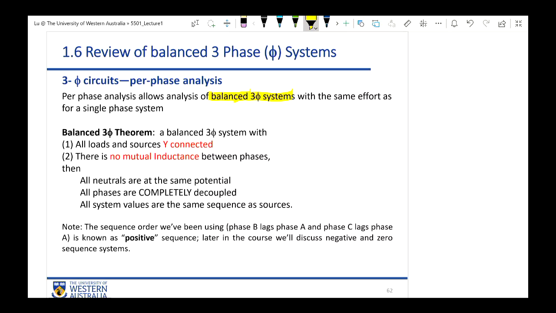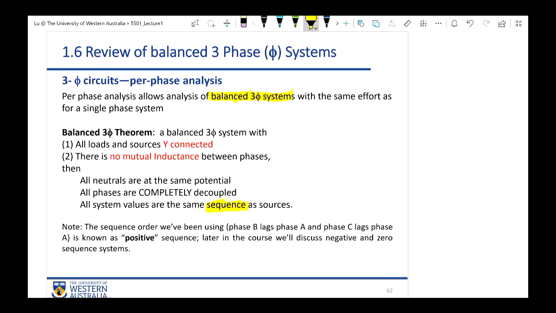And all system values are the same sequence as sources. Sequence, this concept, I'm not sure if you know this or not. Actually, when we started the foundation unit, we briefly introduced this concept. For a three-phase power system, there are two types of phase sequence. One is called positive sequence. The other one is called negative sequence. In most cases, for positive sequence, we call it ABC sequence. And for the negative sequence, we call that ACB sequence.